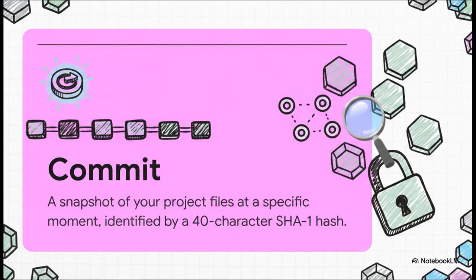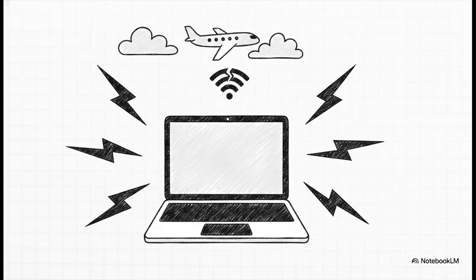Next up is the commit. A commit is exactly that snapshot we were just talking about, a permanent record of your project files at a specific moment in time. Think of it like a save point in a video game. And what's absolutely brilliant here is that every time you save your progress, everything is checksummed using a unique 40-character SHA-1 hash. That hash guarantees total integrity, meaning it is mathematically impossible to lose data or change a file without Git immediately detecting it.